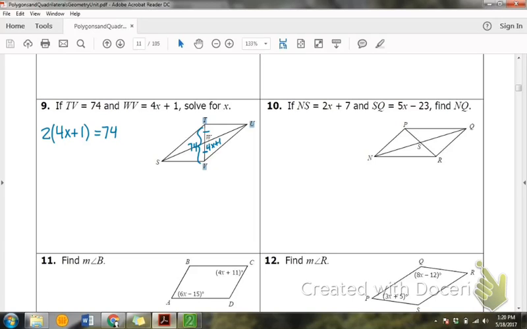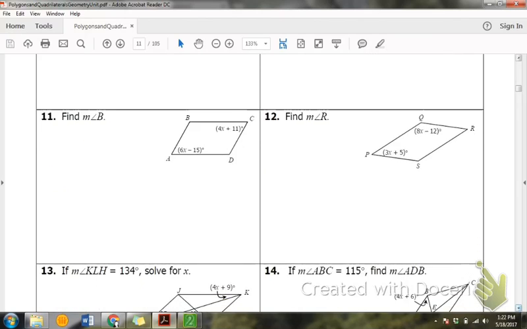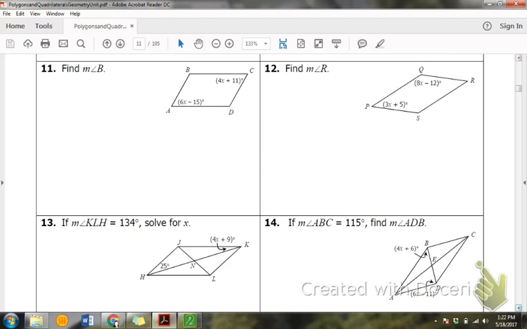Okay? All right, remember, we're just going to set them up. So let's look at number 11. We can't find angle B yet until we find what they've given us to work with. So if you look at angle A and C, what do we know about opposite angles? Opposite angles are equal, right? So I can set up A equal to C. Let's set angle A equal to angle C. Solve it out.